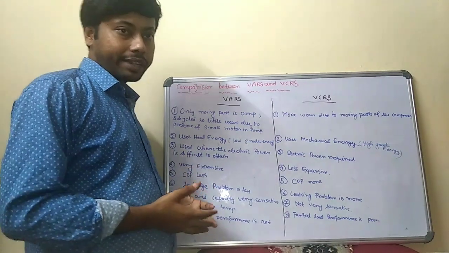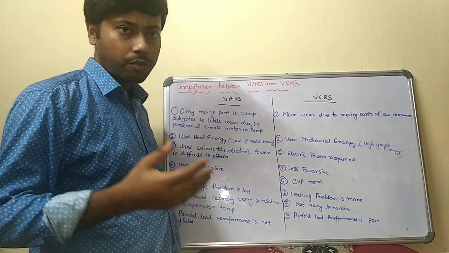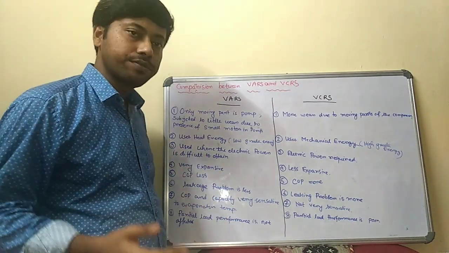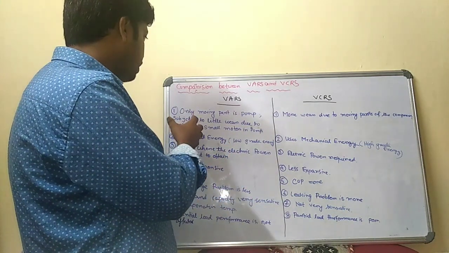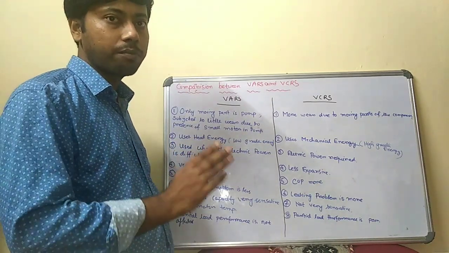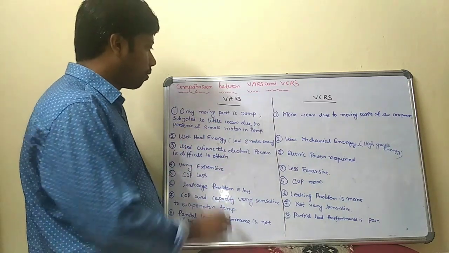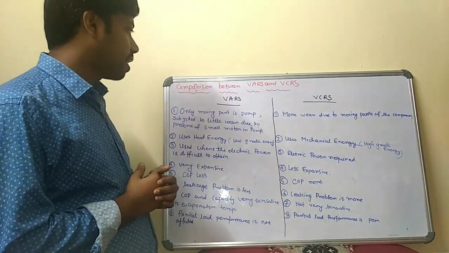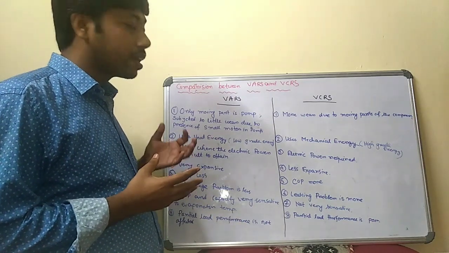So as far as we know, what is the VCR cycle and what is the VAR cycle. The VCR cycle is the vapor compression refrigeration system, and the VAR is the vapor absorption refrigeration system. Today we'll discuss the comparison between VCRS and VARS. The first point is that in the VAR cycle, the only moving part is the pump.